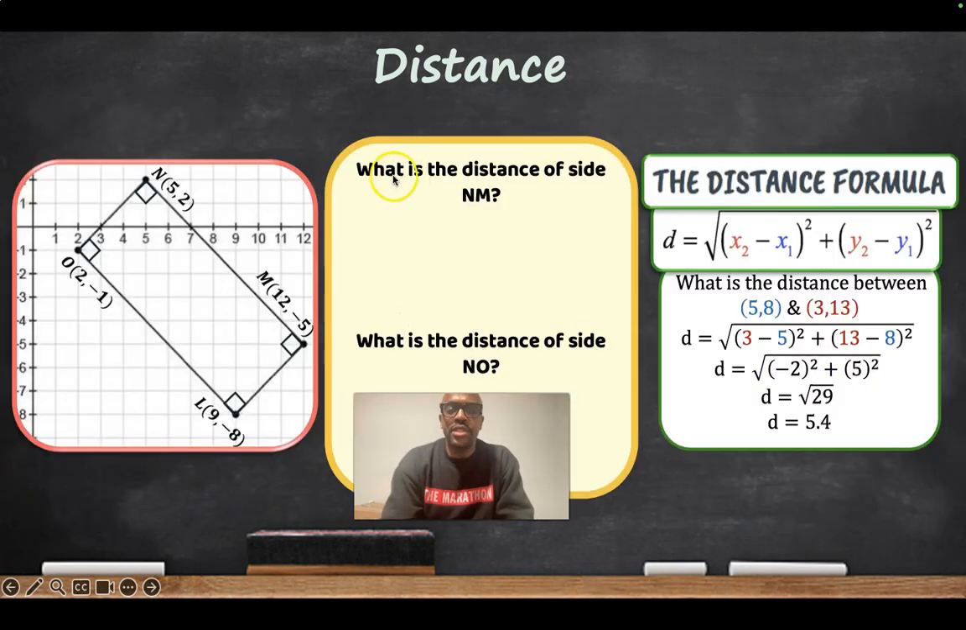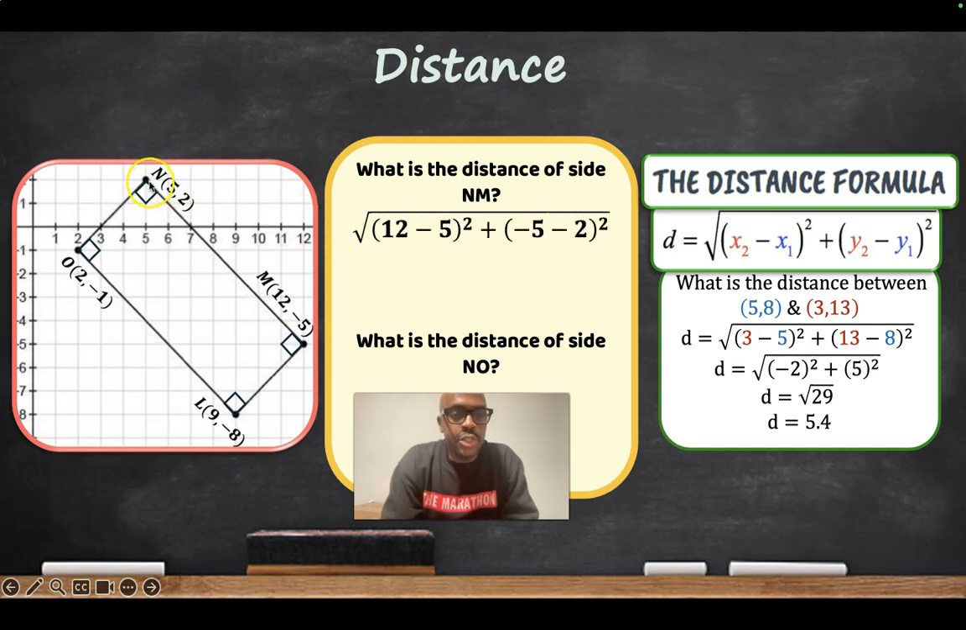So now look at the first question. It says, what is the distance of side NM? And yes, we can use the distance formula here by taking 12 minus 5 and then squaring it plus negative 5 minus 2 and then squaring it, all right? But you also could use the Pythagorean theorem.